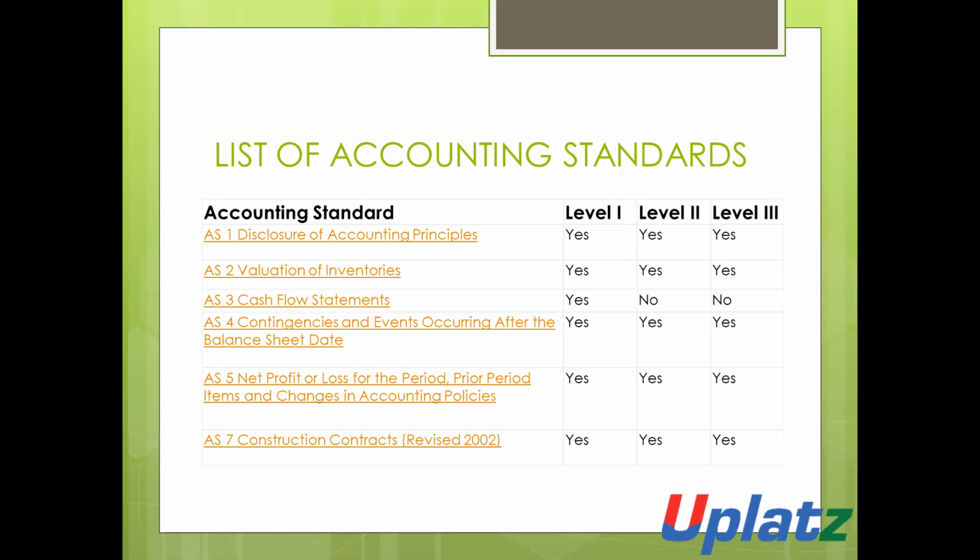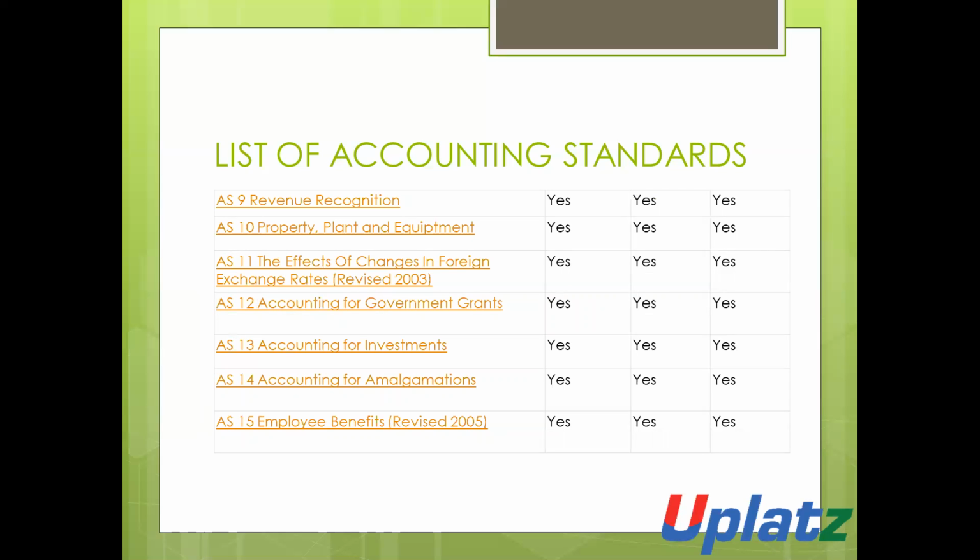AS7, Construction Contracts. AS7 is applicable on Level 1 enterprises, Level 2 enterprises as well as Level 3 enterprises. AS9, Revenue Recognition. AS9 is applicable on Level 1, Level 2 as well as Level 3 enterprises. Then AS10, Property, Plant and Equipment, PPE, is applicable on Level 1, Level 2 and Level 3 enterprises. That is, it is applicable on all the enterprises.